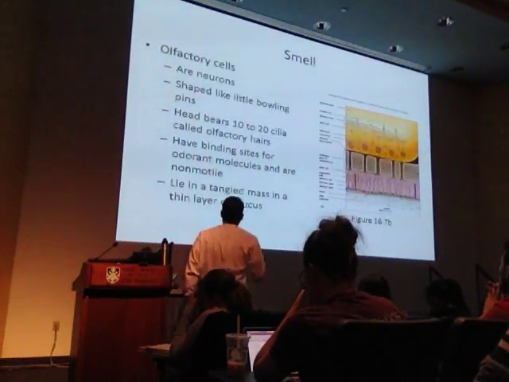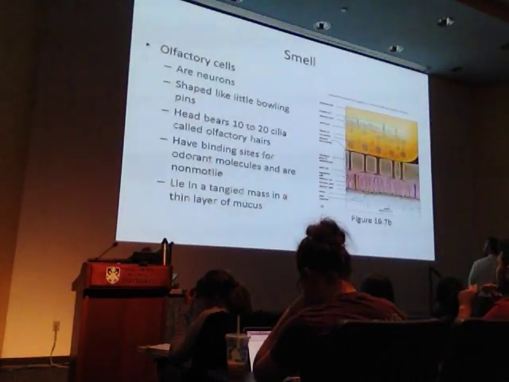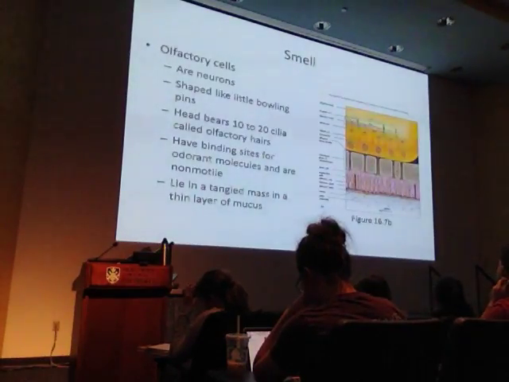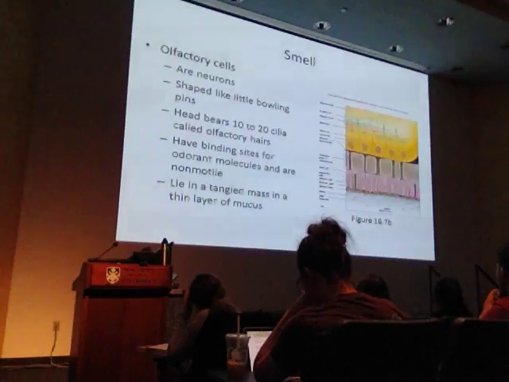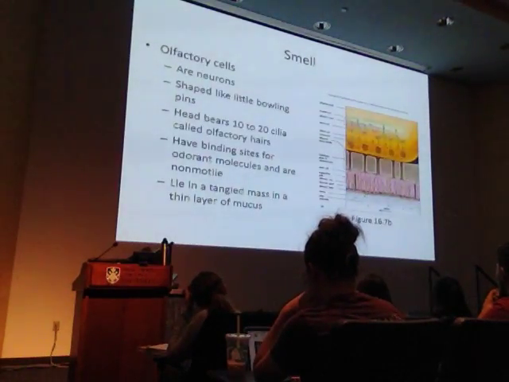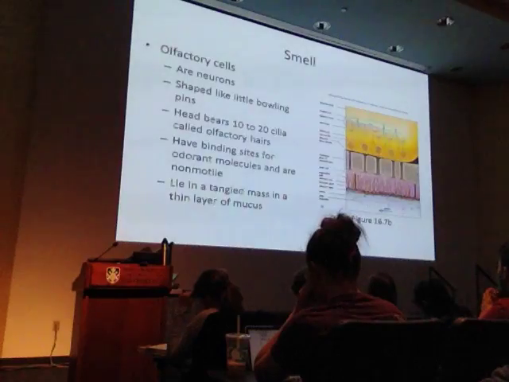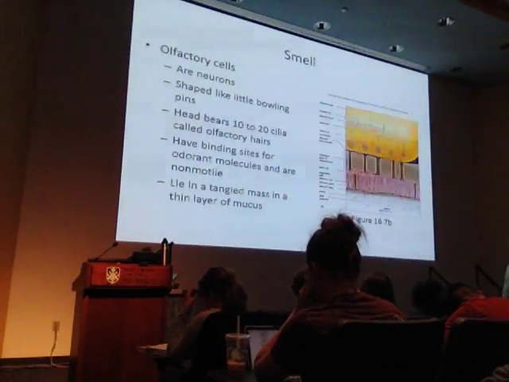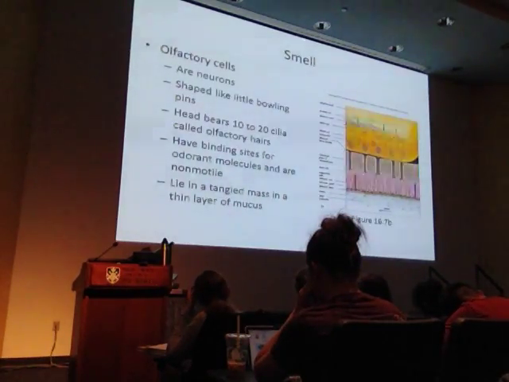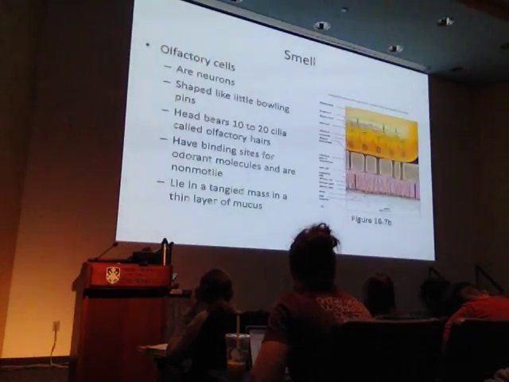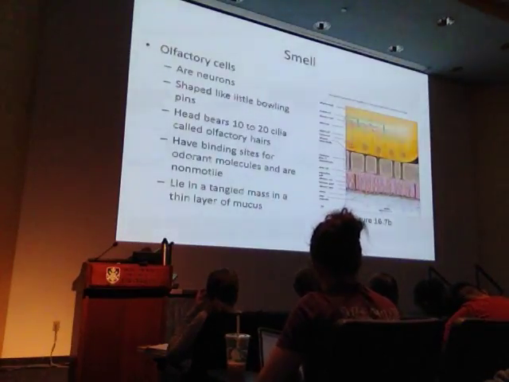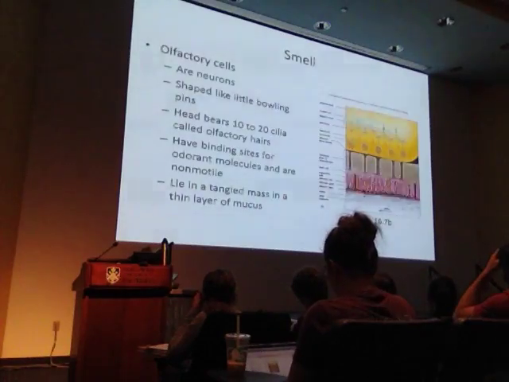Now, the olfactory cells are neurons, and they have this sort of bowling pin shape. You can appreciate right here, this is a basal cell, and the purple cells are the supporting cells, and the olfactory cell is this sort of peach-colored bowling pin-like structure. Maybe you're like, that doesn't look anything like a bowling pin. Well, it's kind of thin at one end, thin at the other, and then kind of fat in the middle region. The head of the neuron has cilia, which we refer to as olfactory hairs. There are about 10 to 20 per neuron. These have a binding site for different molecules, and they lay in a thin layer of mucus. Of course, that layer of mucus thickens as you have a head cold, but the idea is that this thin layer of mucus is going to do a couple of things.